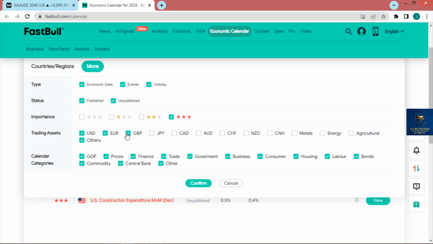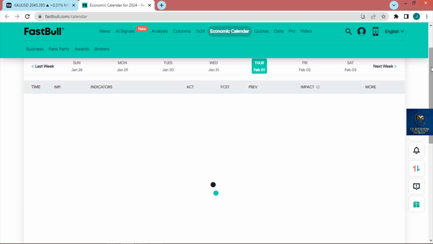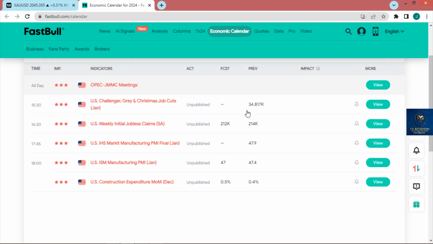Most of the time when I'm going to trade gold, I make sure I choose USD, because the US dollar will be affecting gold very much. So you can even check other kinds of data you want. But me, when I'm going to trade gold, I make sure that I choose USD, right? After choosing, I confirm, and then I have my event here: actual, forecast and previous, and then I have a time here.